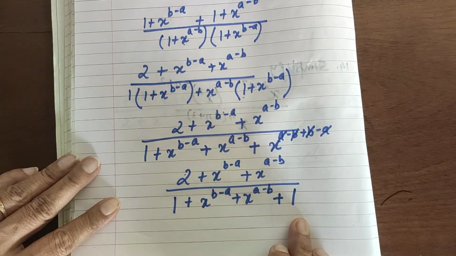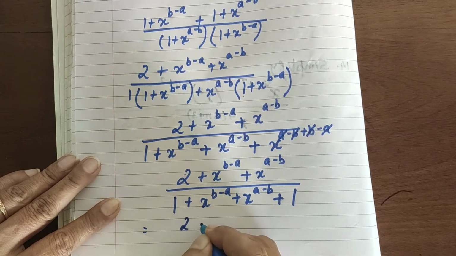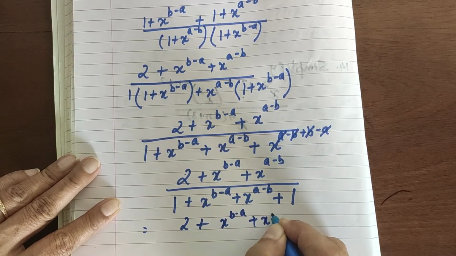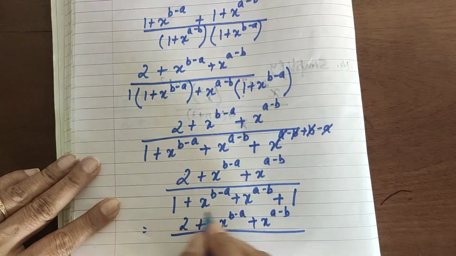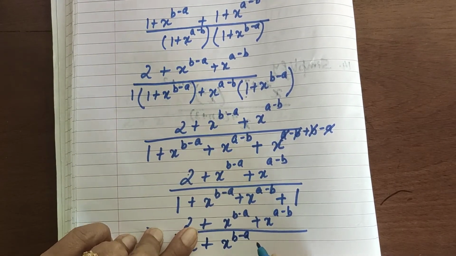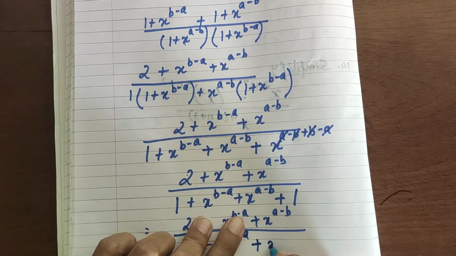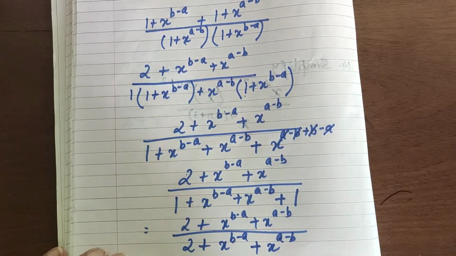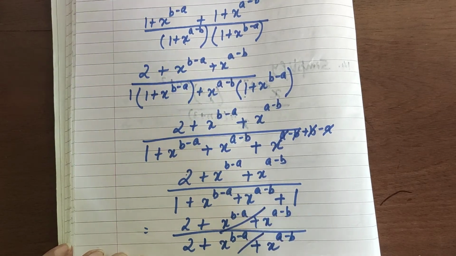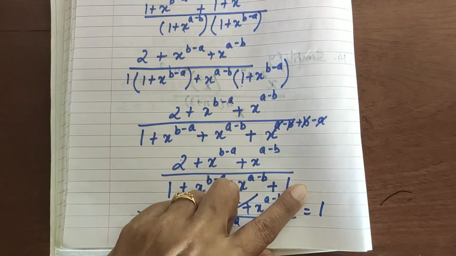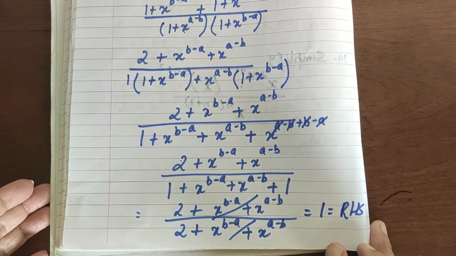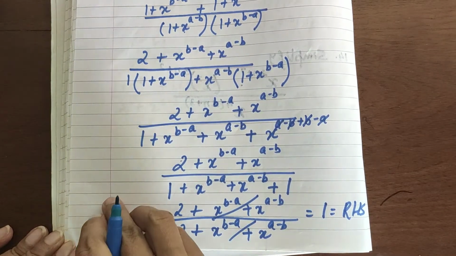1 plus 1 gives you 2. So the numerator is 2 plus x raised to the power b minus a plus x raised to the power a minus b. Your denominator is 1 plus 1, 2 plus x raised to the power b minus a plus x raised to the power a minus b. So both are same, so you can cancel because exactly the same number. So it gets cancelled, and which is equal to 1, which is equal to your right hand side. So this is how you prove question number 12.